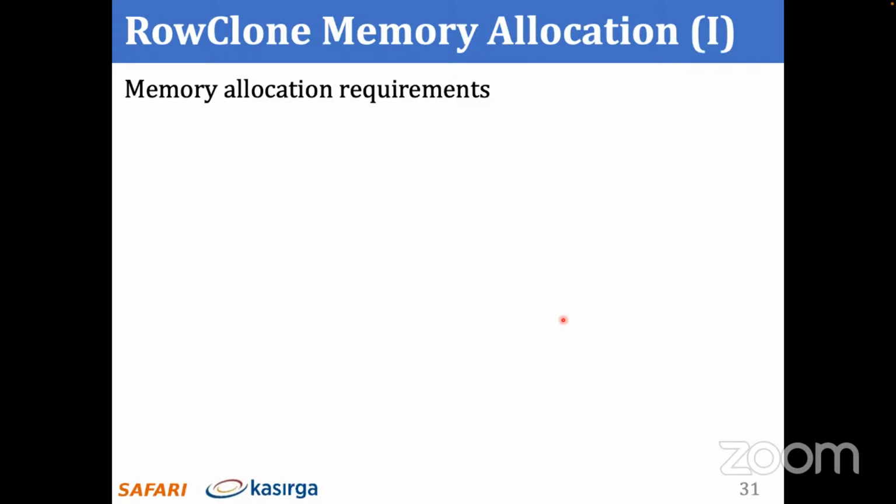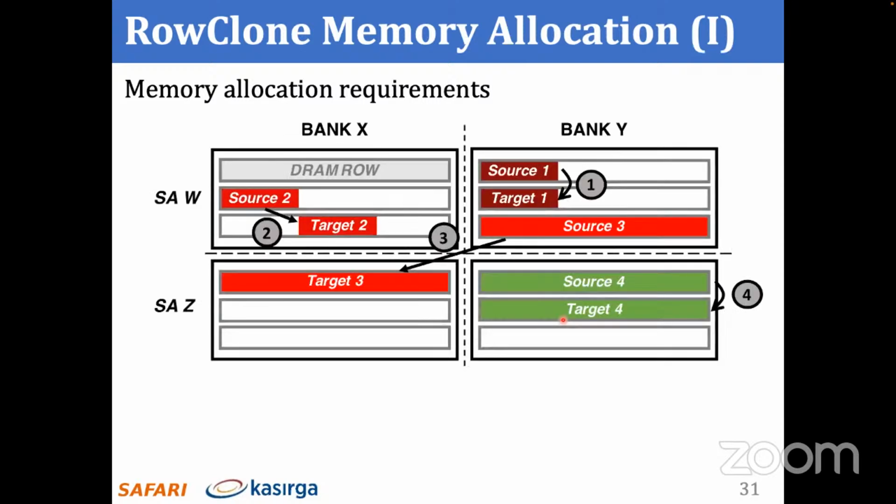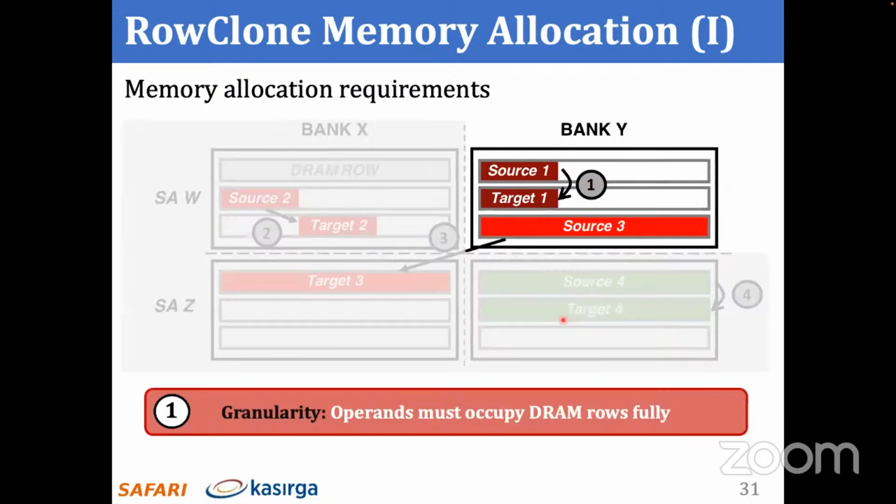RowClone has some memory allocation requirements, and I'll show them over this figure. The first one is what we call the granularity constraint. It says that the operands must occupy DRAM rows fully. In the first example, if we copy source 1 to target 1, we would be overwriting the remaining data in target 1's row with the remaining data in source 1's row, even though we didn't intend to do it with the operation. So this is not good.